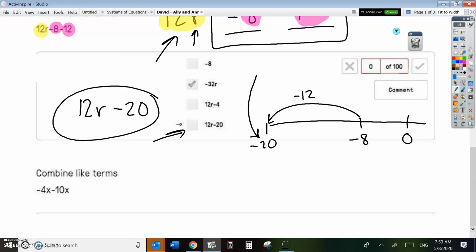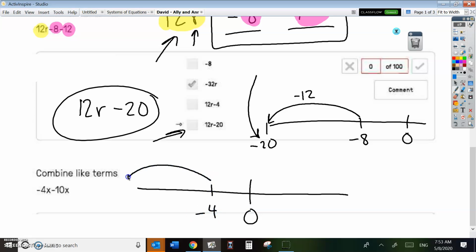Okay, this problem, let's look and see what it has. It has a variable x in that first term, and it has a variable x in the next term, and they're both negative. So those can be combined. If you start here at negative 4, and then you drop 10 more, minus 10, you put your negative 4 and your negative 10 together, and then you just leave the variable x with them. These two are like terms, so you can combine them. You combine like terms.